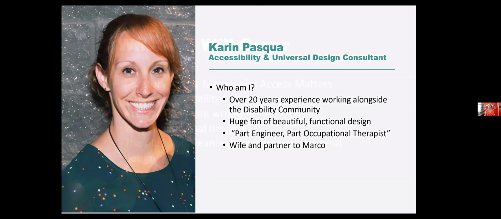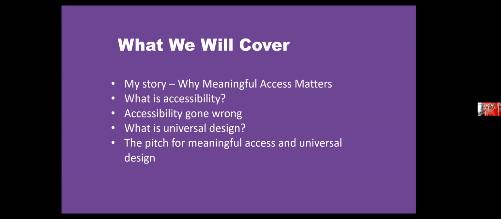So we will quickly talk about why meaningful access matters, and I do use meaningful access as a synonym for universal design, and we'll talk about that later. So what is accessibility and how do we normally think about that? I like to play a little game called Accessibility Gone Wrong, just to highlight some hopefully inadvertent misses to help you understand this perspective. Then what is universal design, and lastly, how does meaningful access, universal design work to ensure our social integration?